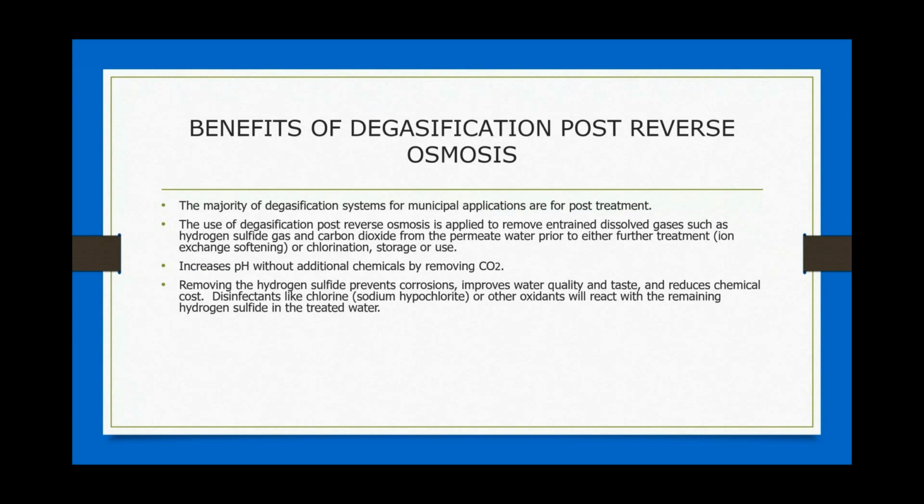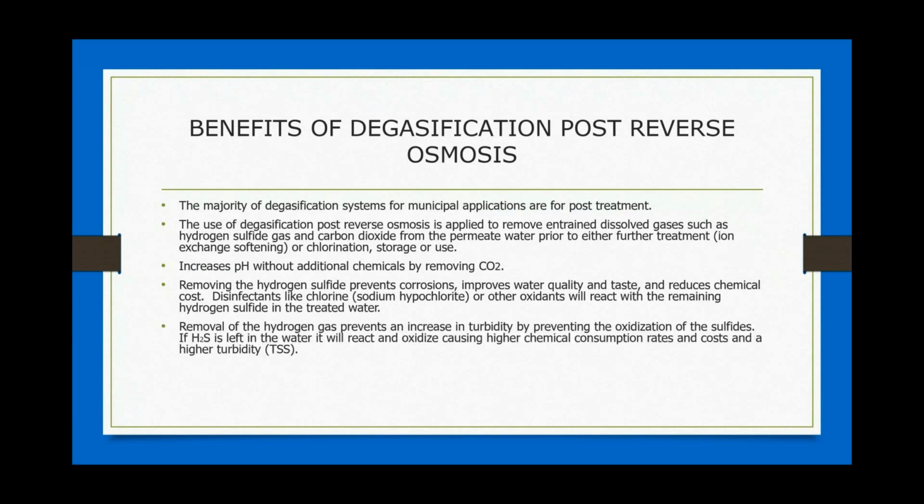So disinfectants like chlorine, sodium hypochlorite, or other oxidants will react with any of the remaining hydrogen sulfide in the treated water. So by removing it first, you basically lower your chemical usage costs, and you, of course, improve the water quality. So removing the H2S or hydrogen sulfide gas prevents the increase of turbidity, preventing the oxidation of the sulfides. If H2S is left in the water, of course, it will react and oxidize, causing higher chemical consumption rates and costs, and then, of course, a higher turbidity rate. So your TSS levels will rise.